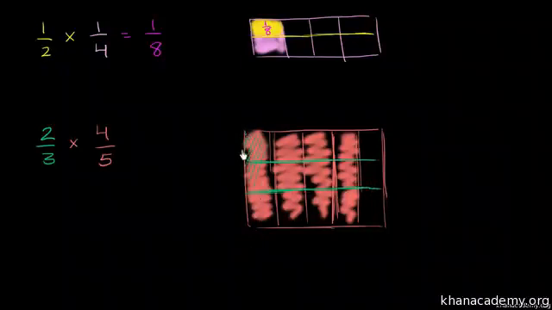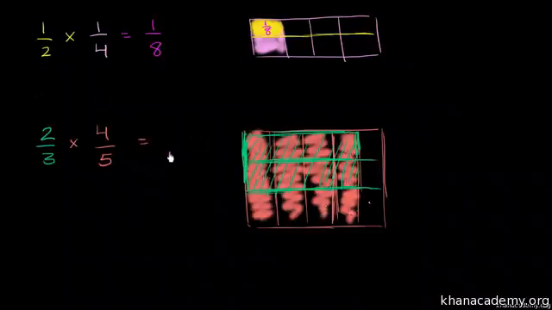So let me make this clear. This is 1/3 of the 4/5, and then this would be 2/3 of the 4/5. So this right over here would be 2/3 of the 4/5, or 2/3 times 4/5. But what fraction of the whole does that represent? Well, how many total equal sections do we now have? Well, we have 1, 2, 3, 4, 5, 6, 7, 8, 9, 10, 11, 12, 13, 14, 15. So we have 15 equal sections.